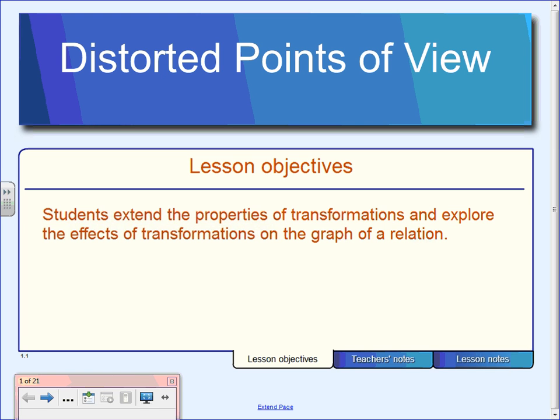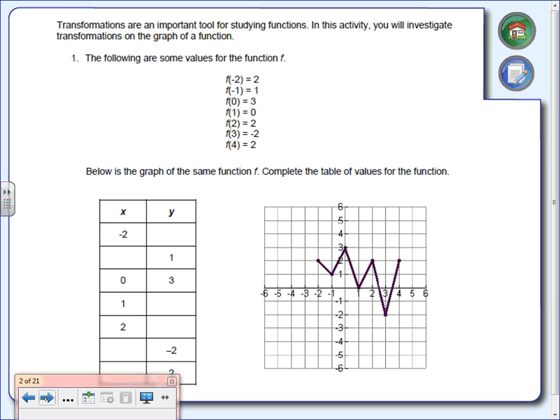On this is 30 points of view. It says the students will extend the properties of transformations and explore the effects of transformations on the graph of a relation. Yesterday we were looking at transformations on that boat. Today we're going to be looking at transformations on more of a generic type of a function. Okay? So let's take a look here.